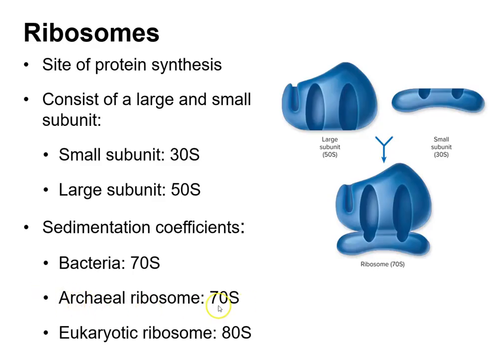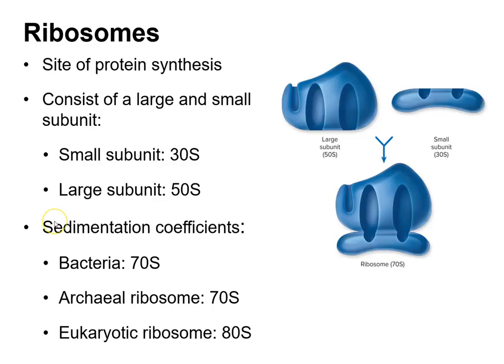The archaea, their ribosomes are also 70S, just like our bacteria, but they're actually constructed and resemble more like a eukaryotic ribosome, so they're a little bit in between there.